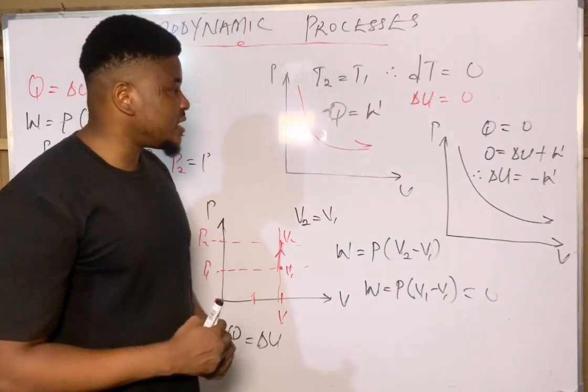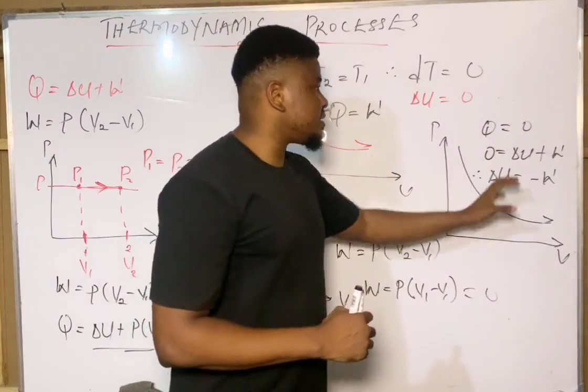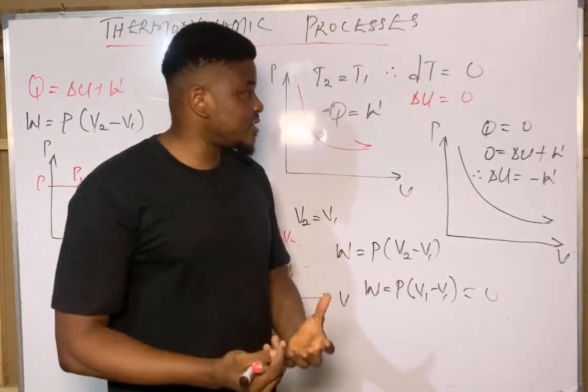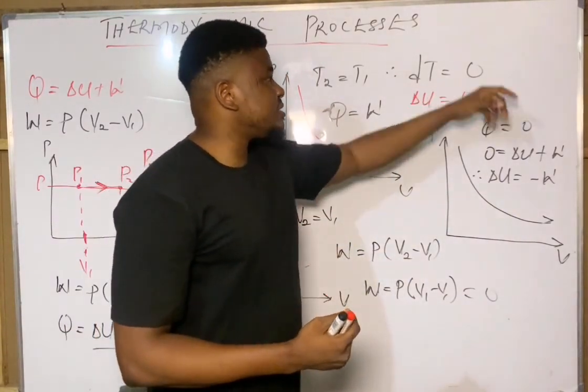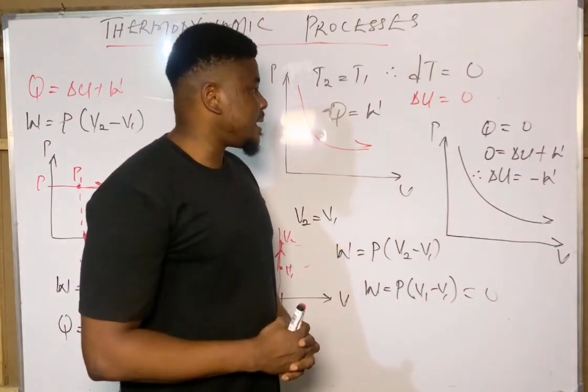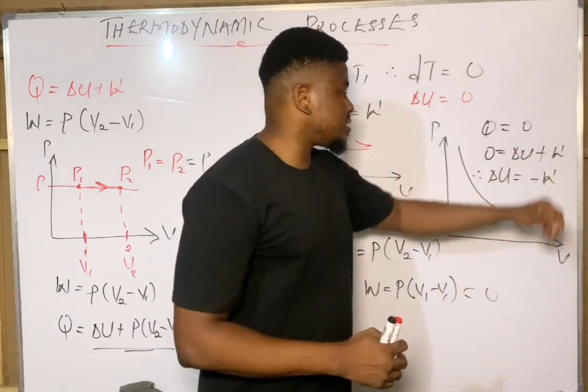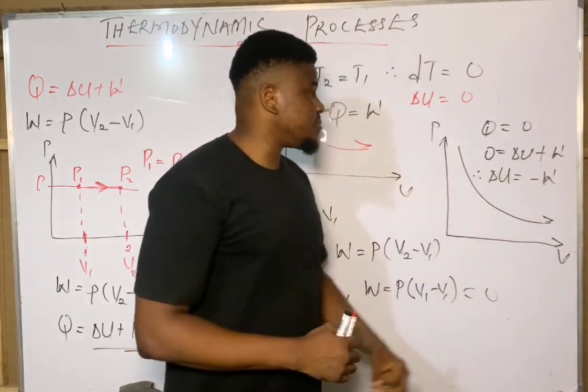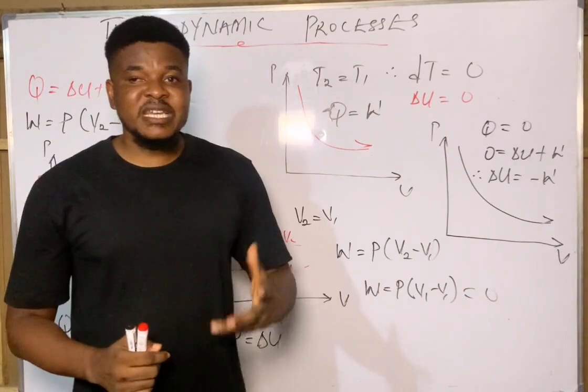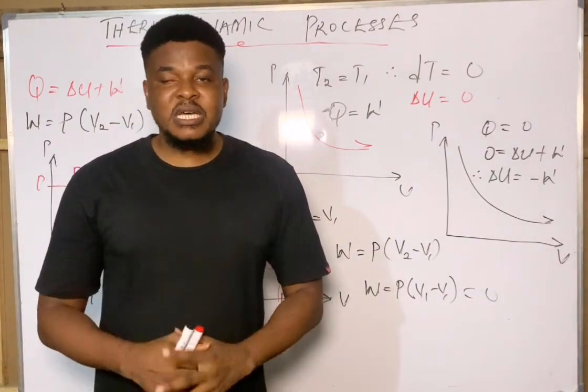Energy is conserved. And finally, for the adiabatic process, there is no heat exchange between the system and the surrounding. In that case, the Q is simply taken as what? 0. And of course, this simply means that the change in internal energy is equal to negative work done and vice versa.